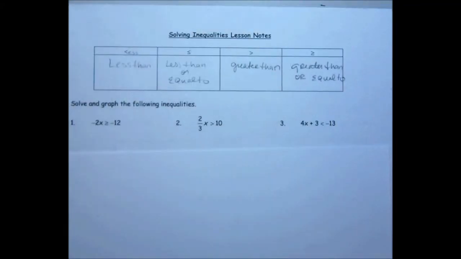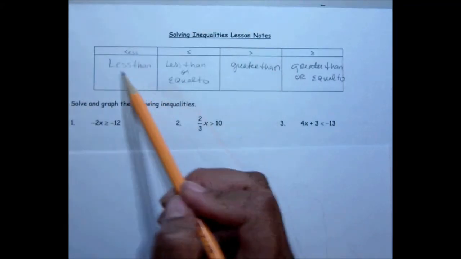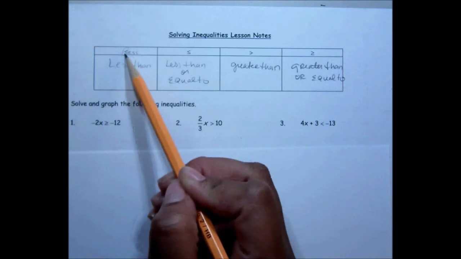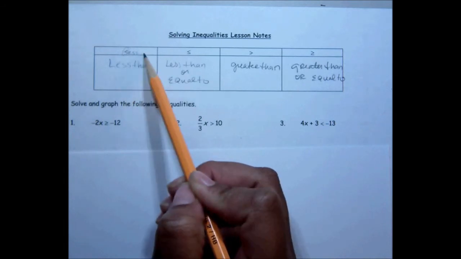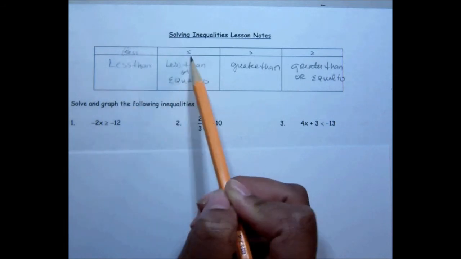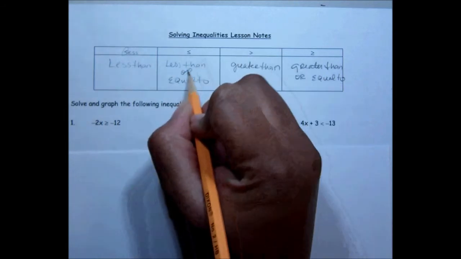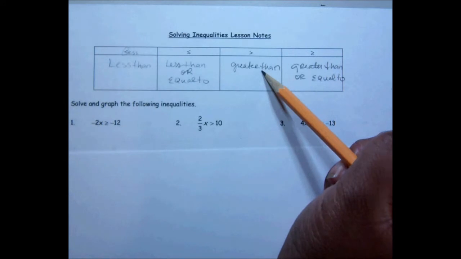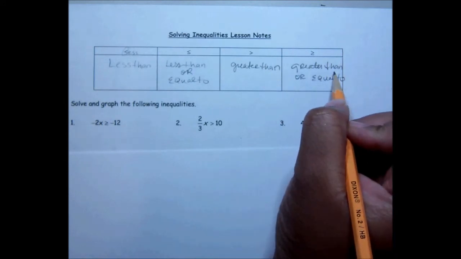We're going to talk about inequalities, and this here is the less than sign because you can spell "less" with it. It looks like an L. This is less than or equal to. This is your greater than sign, and this is your greater than or equal to sign.